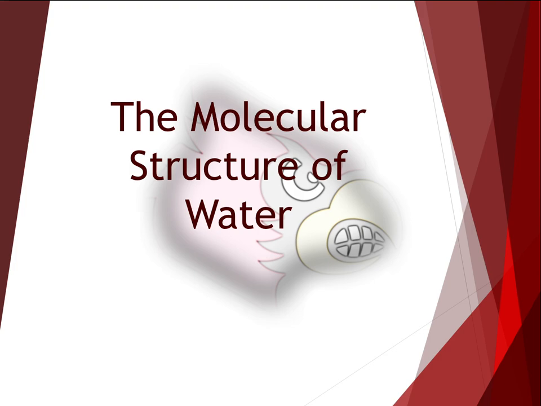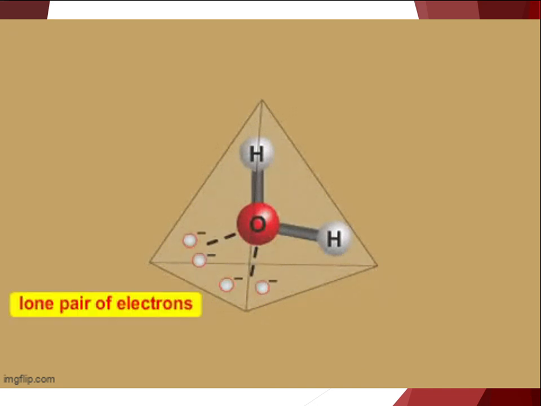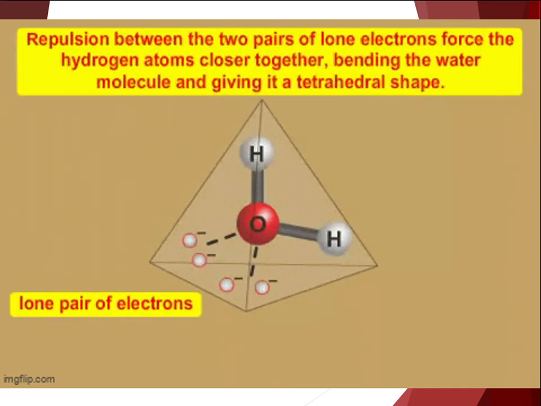Our first main idea: the molecular structure of water. The molecular geometry of a compound can help explain the properties of that compound. We think of water as a very common substance, but its molecular structure makes it unique in some ways. The polarity of the water molecule causes strong hydrogen bonds in all directions.